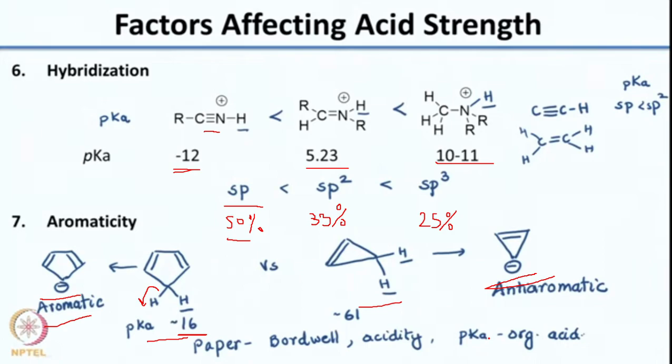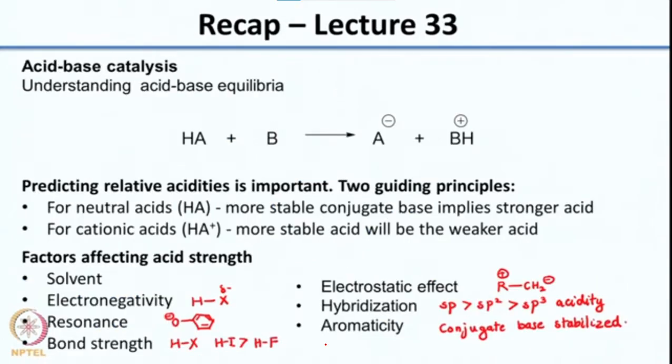So you can go and read that paper also if you want more detail. So we have discussed these factors, right? Acid base catalysis we have discussed. Then for neutral acids and cationic acids also we have discussed the acidity. Now we have discussed the different factors, that is solvent, electronegativity, resonance, bond strength, electrostatic effect, hybridization and aromaticity.